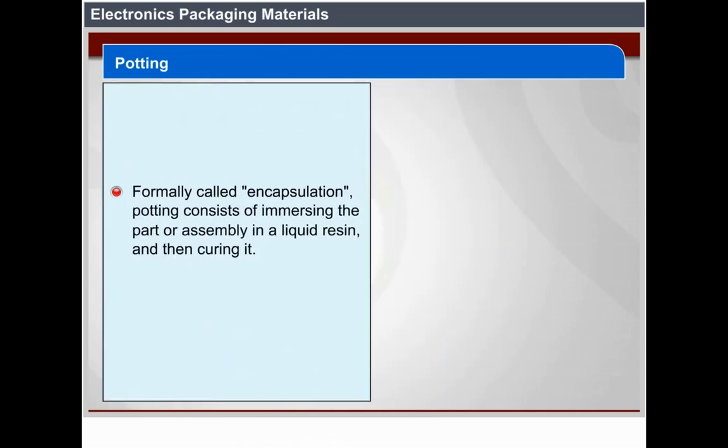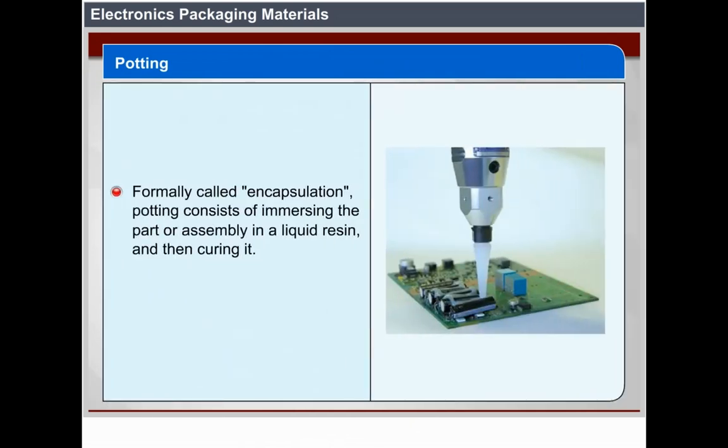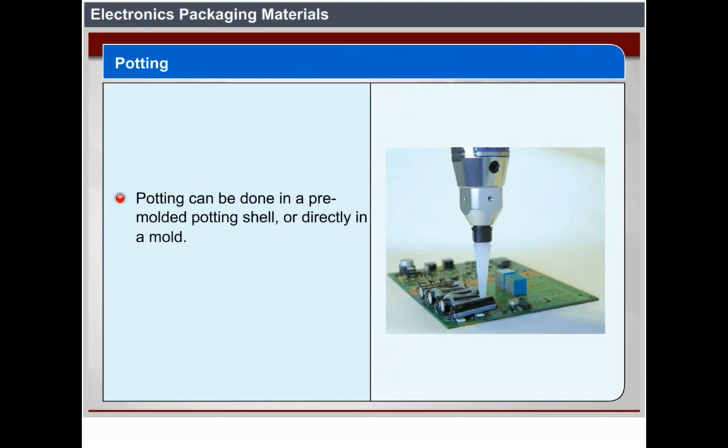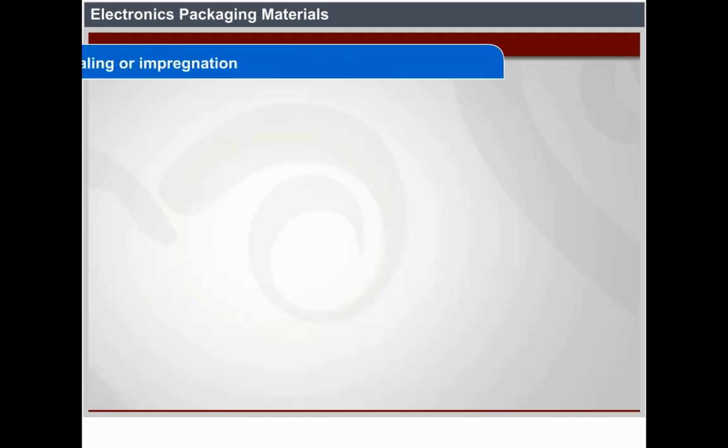Potting. Normally called encapsulation, potting consists of immersing the part or assembly in a liquid resin and then curing it. Potting can be done in a pre-molded potting shell or directly in a mold.